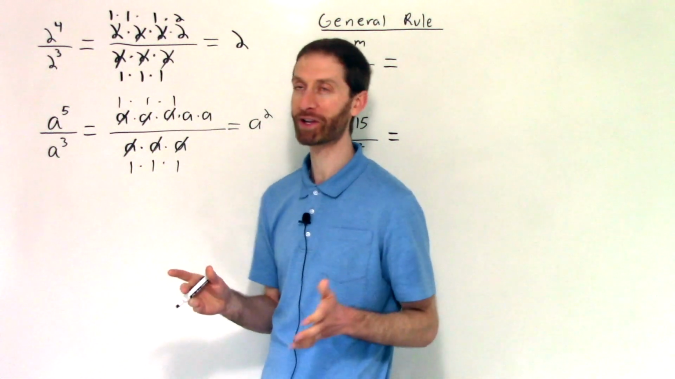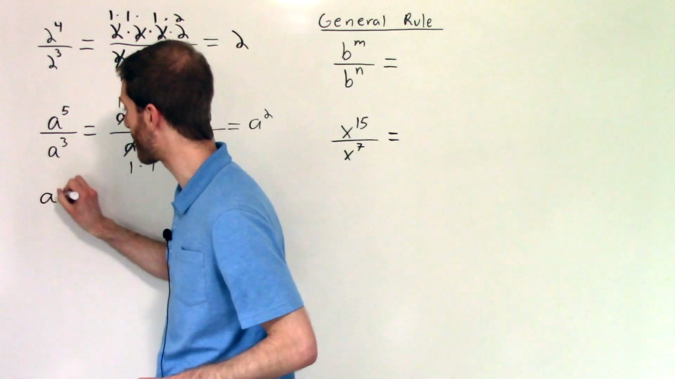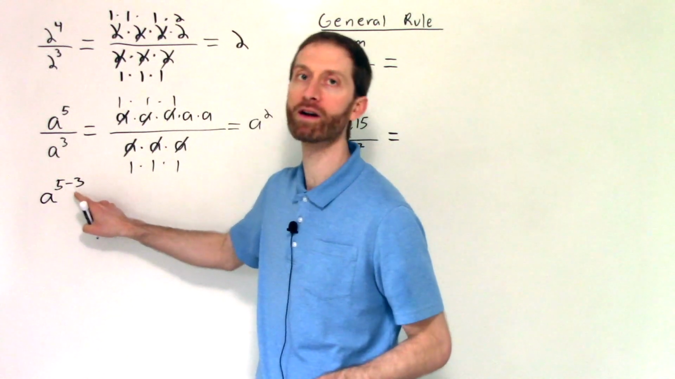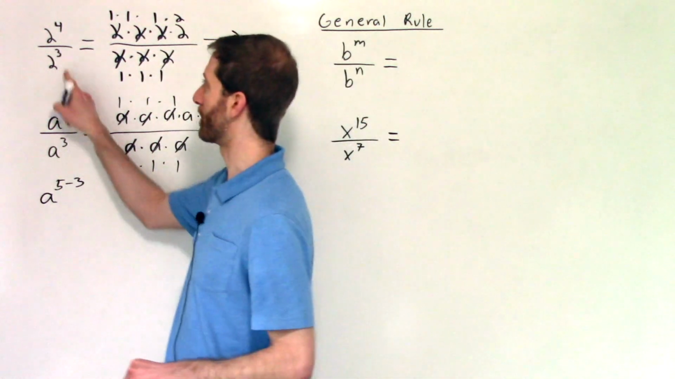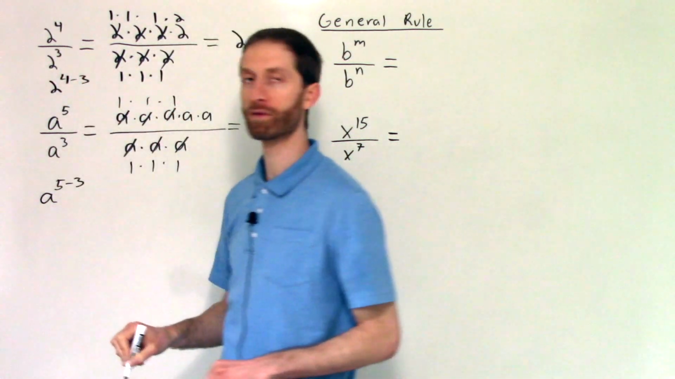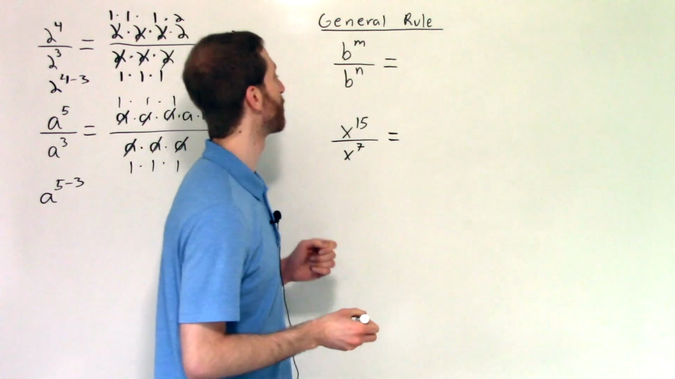We've got a bit of a shortcut here. I think we could take in either one of these. In this problem, I could have just kept a and subtracted 5 minus 3, the number of a's in the numerator minus the number of a's in the denominator. The same here, the number of 2's in the numerator minus the number of 2's in the denominator. That's it. So that leads us to our general rule.